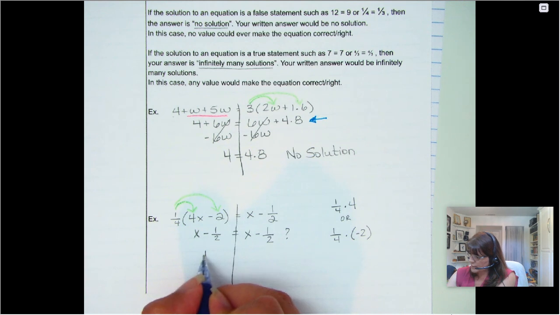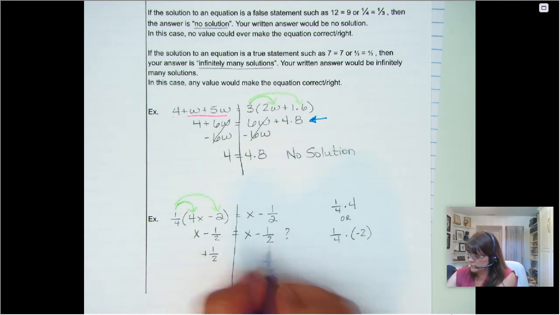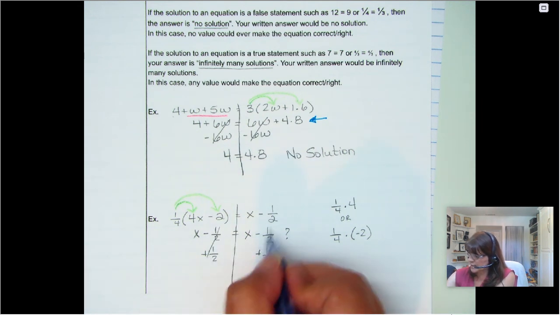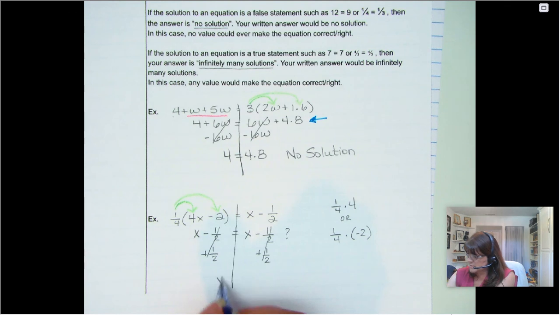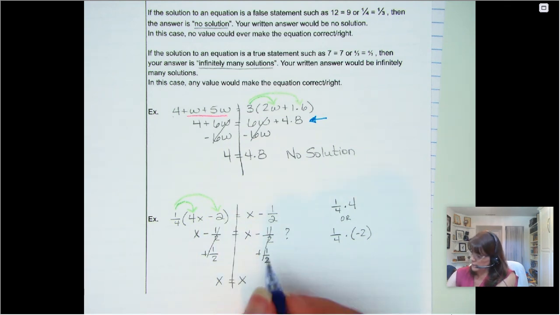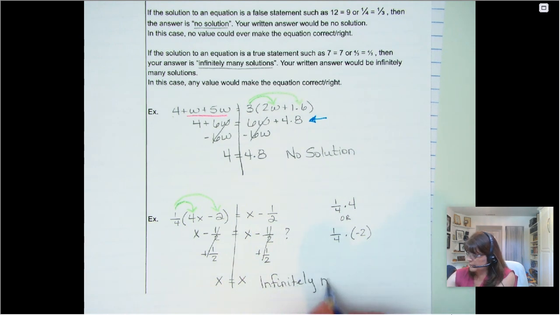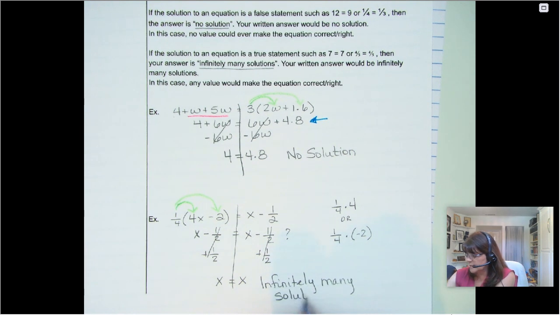If I add 1/2 to both sides of the equation, okay, that cancels, I get x equals x. That means that it is forever and always the same, infinitely many solutions. That is what you would write down.